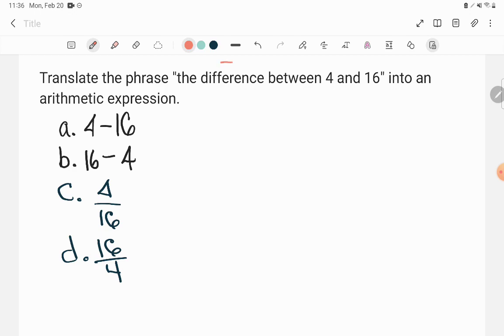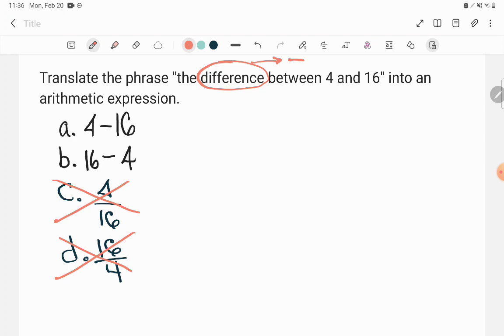Most of my students look at the word difference and remember way back from the very first lesson of the crash course, Unit 0, Lesson 1, the basic operations, that difference has something to do with subtraction. And so right away, they're narrowing it down, saying, well, it can't be answer C, 4 divided by 16, and it can't be answer D, 16 divided by 4. It must be A or B, one of the subtraction expressions.